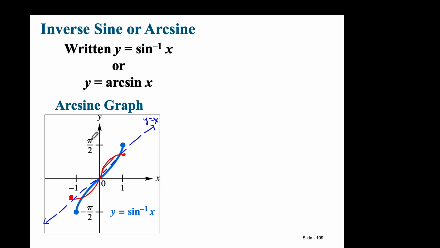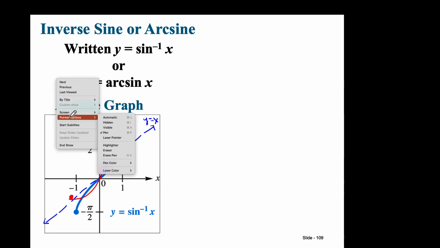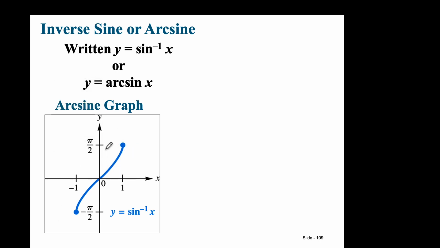All right, I'm going to erase my pen now because I don't want it to clutter this graph right here of the inverse of sine. Okay, domain for arc sine is -1 to +1. Range of arc sine, -π/2 to +π/2. And these points are included. Notice the brackets.